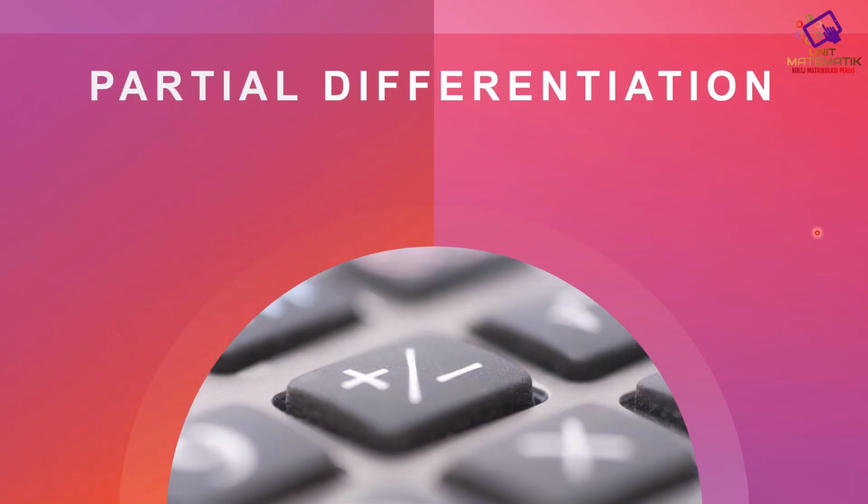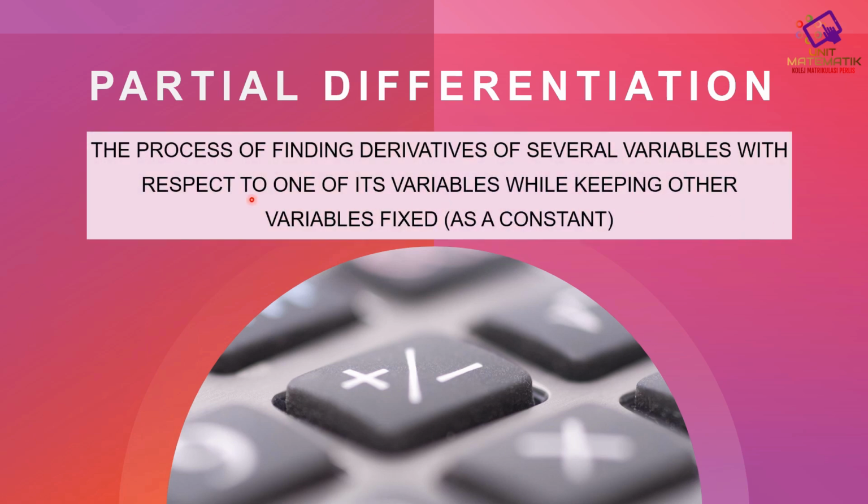Now let's look at the definition of partial differentiation. It is the process of finding the derivative of a function of several variables, or multi-variables, with respect to one of its variables. We only differentiate with respect to one variable while keeping the other variables fixed as constants.